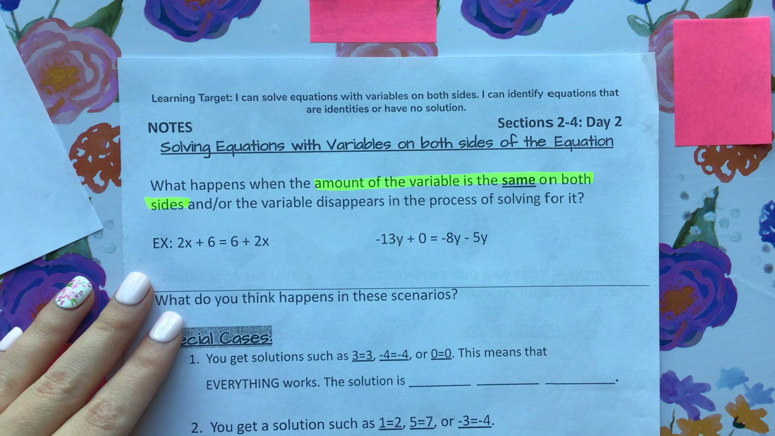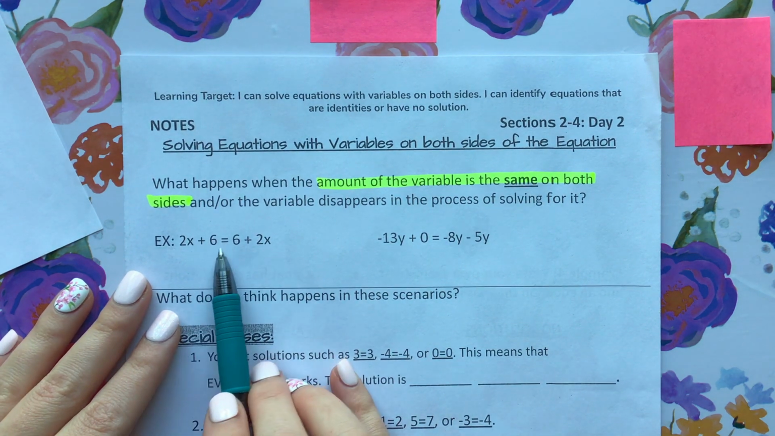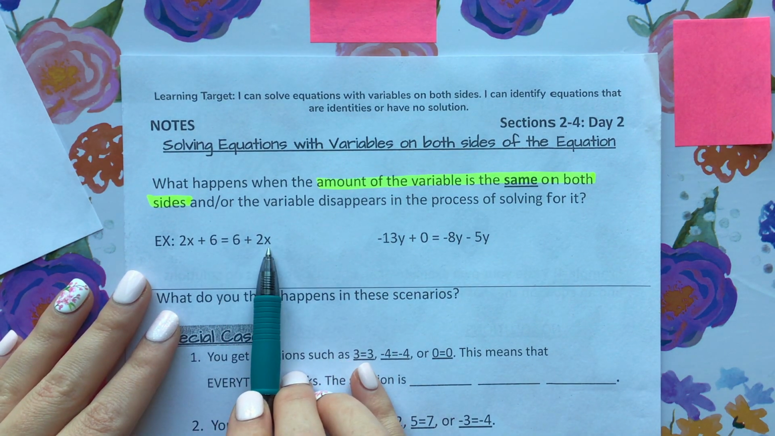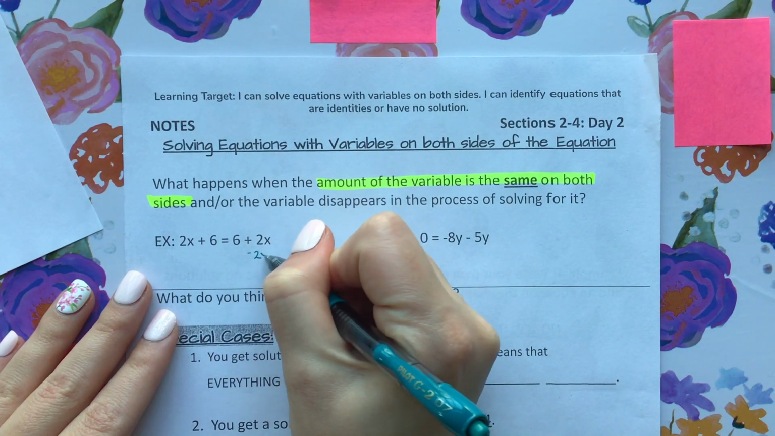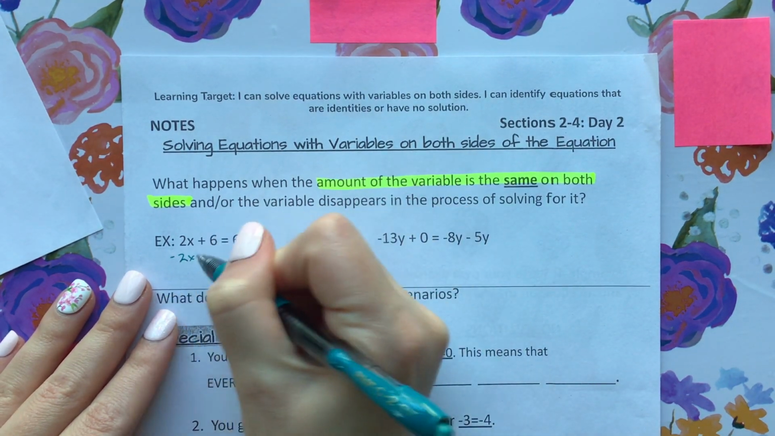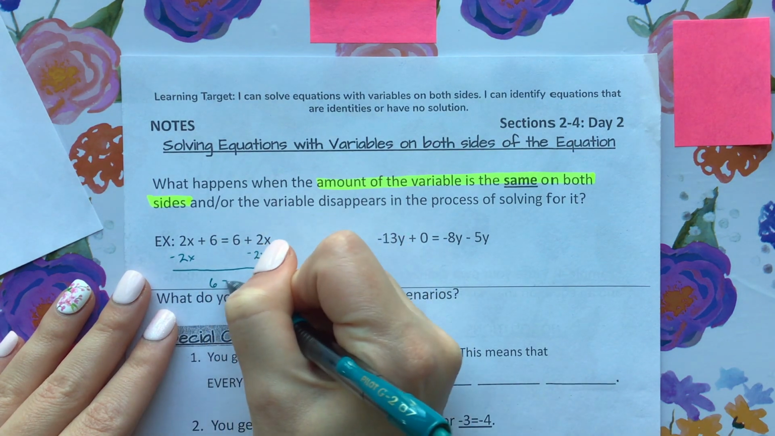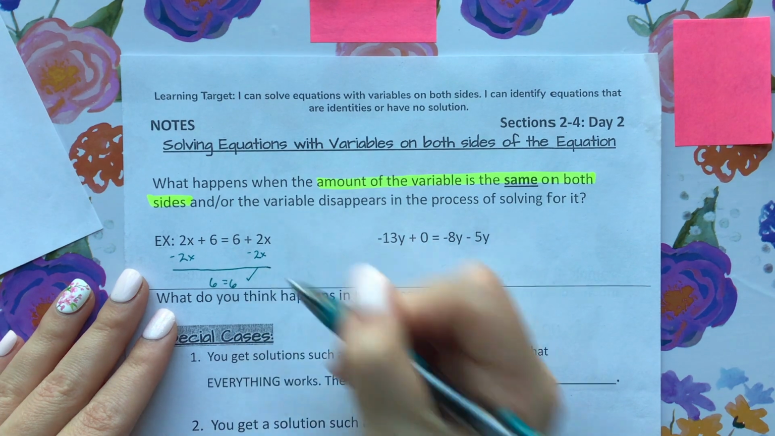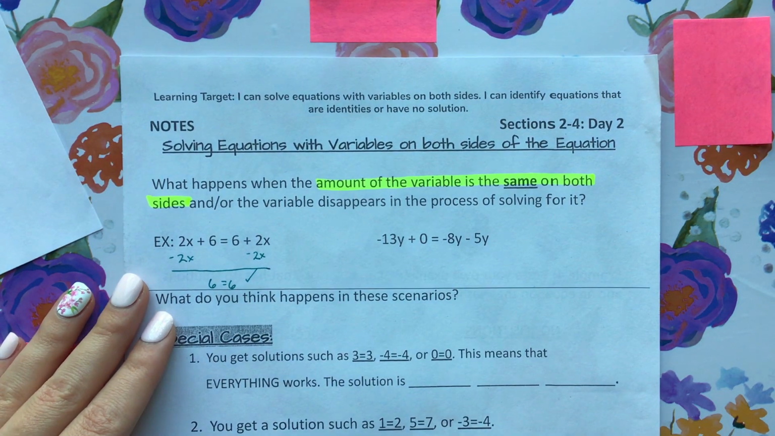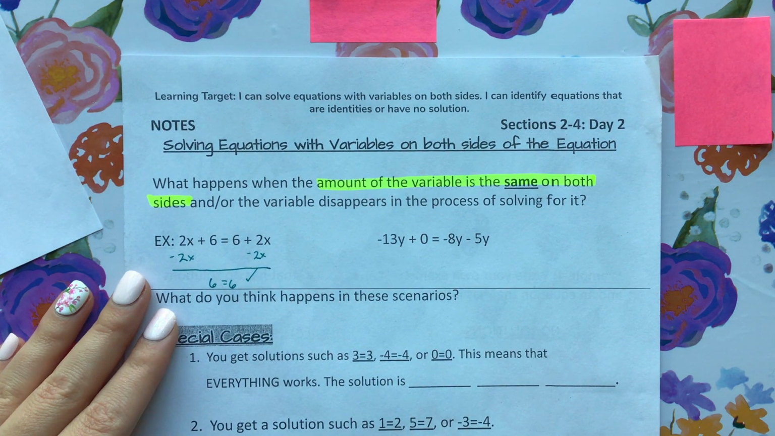Well, let's look at an example. Here we have 2x plus 6 equals 2x plus 6. So I want to get my variables together. So I'm going to subtract 2x from either side, and then I get 6 equals 6. Okay, well, yeah, that's true. So I'm just going to put a check mark beside that because, yes, 6 does equal 6.